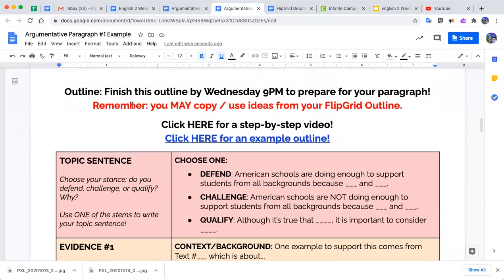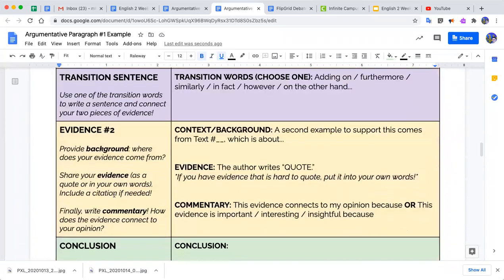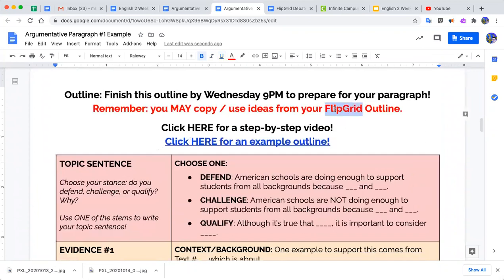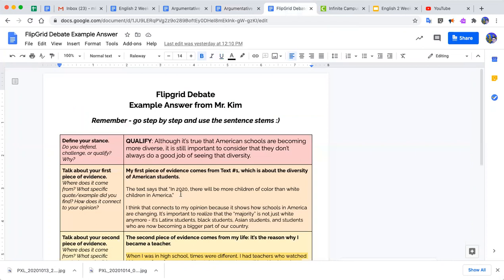So if you are panicking, I would say don't worry. You have the steps over here. And if you did your homework, which was the Flipgrid debate outline, you should have a lot of your ideas built out already. So this is almost the exact same thing as the debate. You just have to add and polish a couple more things. So don't worry too much. I'm going to show you how it works.